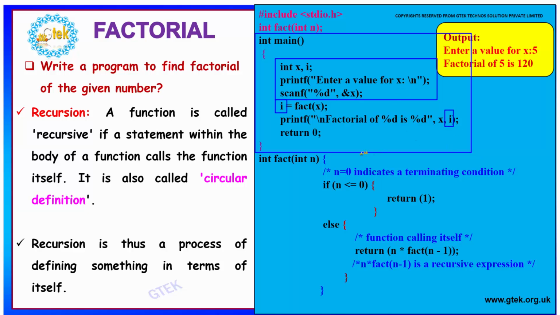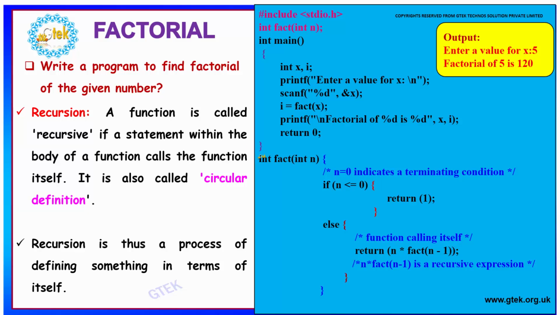Let us see what the function does. The function is fact, and it has the explicit parameter n. Here, if the value of n is 0, then it terminates the condition. That is, your value will be over.